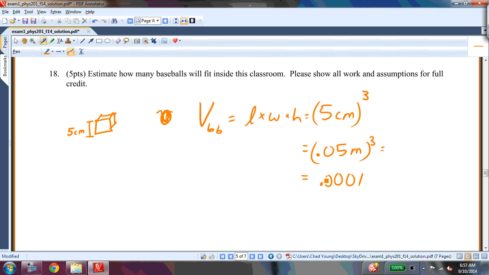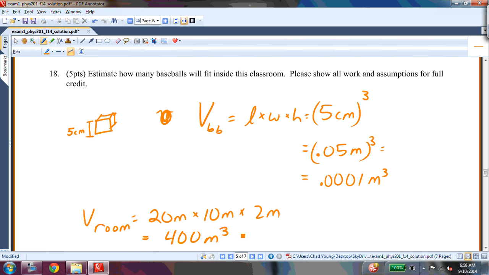0.0001. I think it's actually 0.000125, but we'll just go with this. Cubic meters. So that's the volume of a baseball, and then the volume of our room. It's approximately 20 meters long, approximately 10 meters wide, approximately 2 meters tall. So that's 20, 200, that's 400 cubic meters.